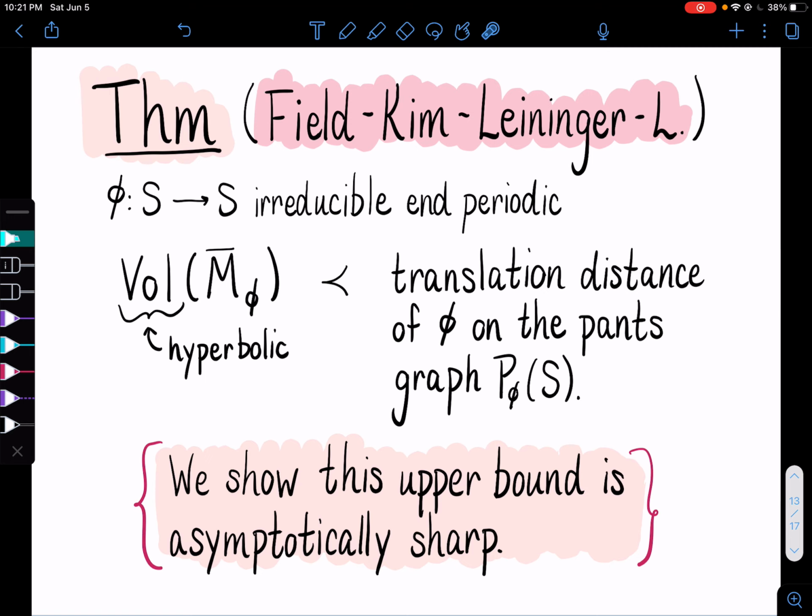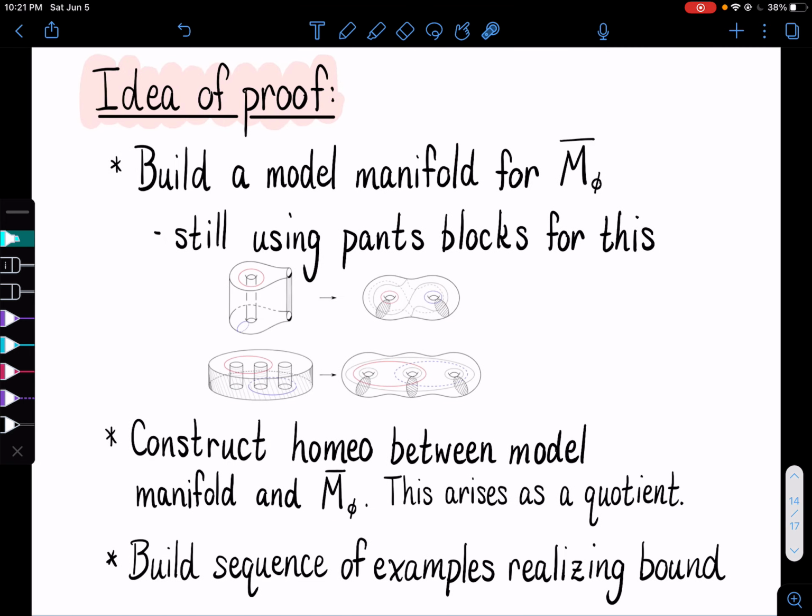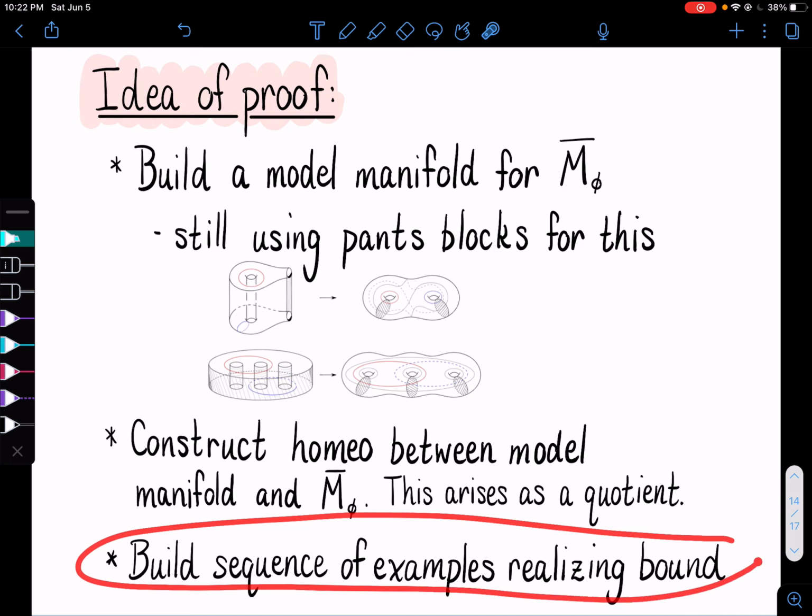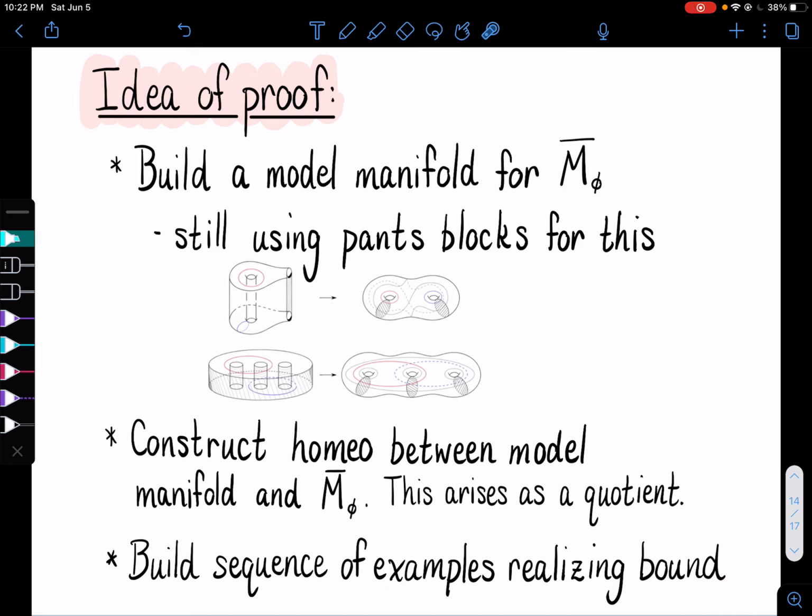Okay, and so I'll just end with an idea of the proof. Really the proof is following in the footsteps of Aougab. We build a model manifold for now M phi bar, and again we're using our Pants blocks to build this. And then we construct a homeomorphism between our model manifold and M phi bar, which arises as a quotient. And then, to show the asymptotic sharpness, we build this sequence of examples, which is asymptotically realizing the bound.